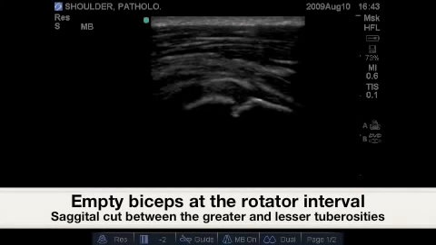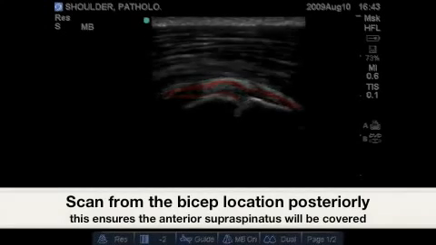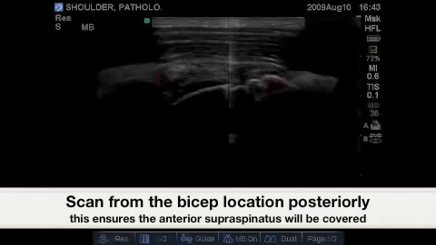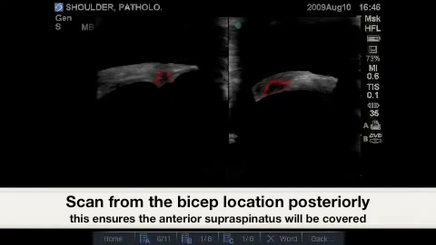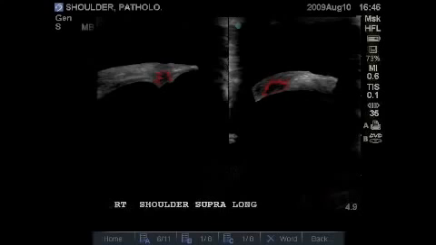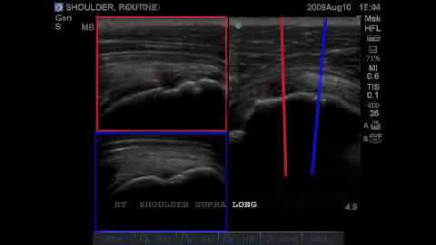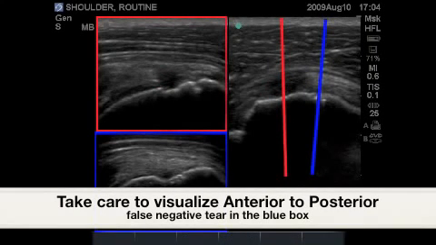Locating the exact site of this tear is difficult as the bicep tendon is not in its normally situated bicipital groove. Scanning from the empty biceps groove posteriorly will reveal our first and best landmark of the lateral greater tuberosity in profile. Scanning too posteriorly may reveal a falsely normal rotator cuff as demonstrated in blue.